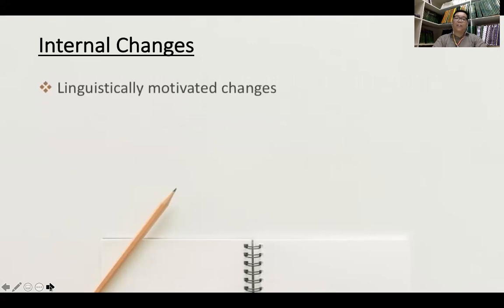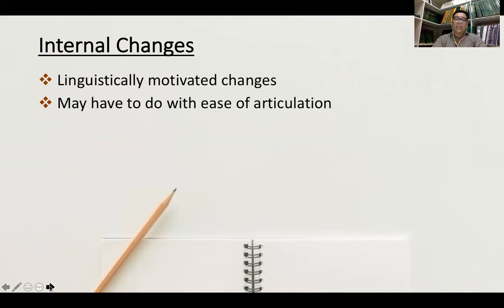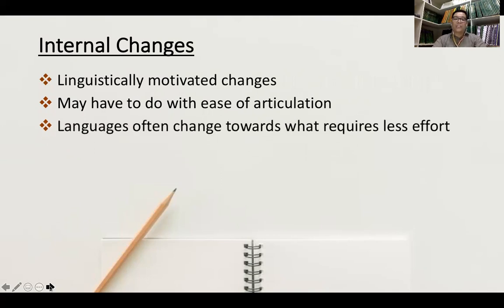We also have internal changes. These are linguistically motivated changes. It may have to do with ease of articulation. So people before manipulated linguistic features because they wanted that ease of articulation. They wanted everything to be simpler. So they simplified everything, including the linguistic features of the English language. Languages often change towards what requires less effort, right?